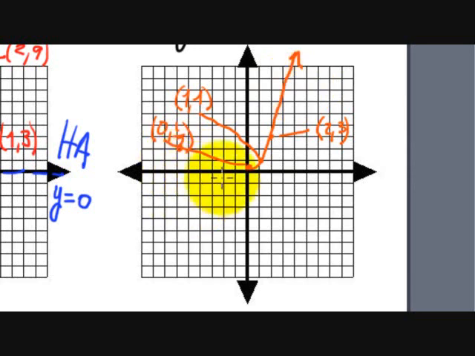And again, the horizontal asymptote doesn't change. It's exactly the same horizontal asymptote, y = 0.